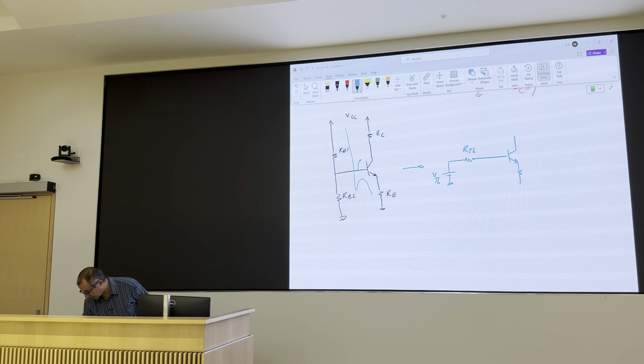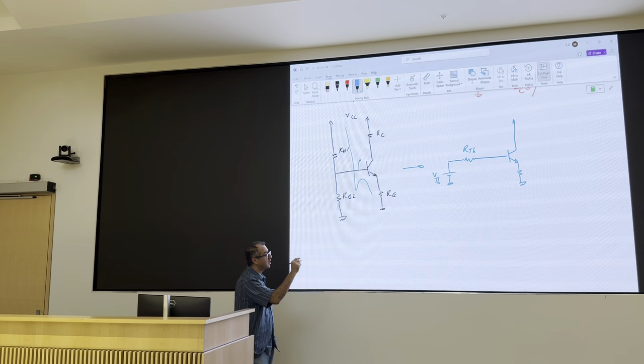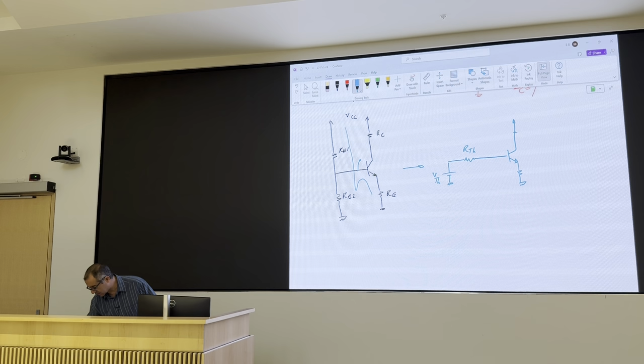I'm just gonna get rid of RC, because this one is no RC. Well, you can have RC, but no saturation. This is a simple calculation, and this is easy in terms of how to find these values.